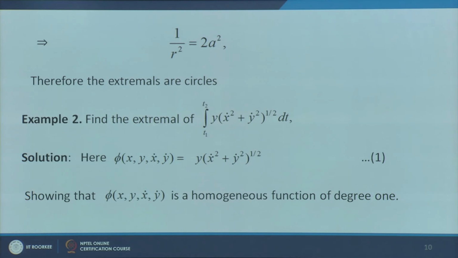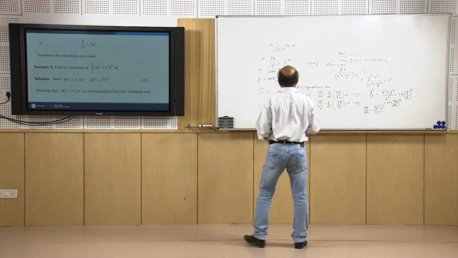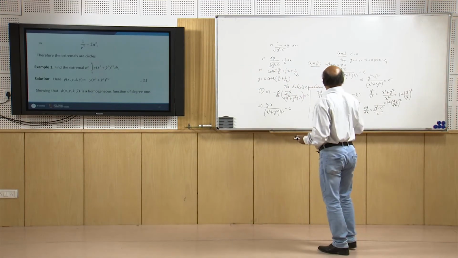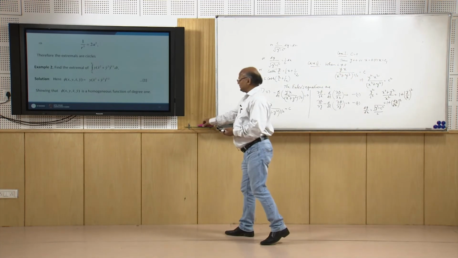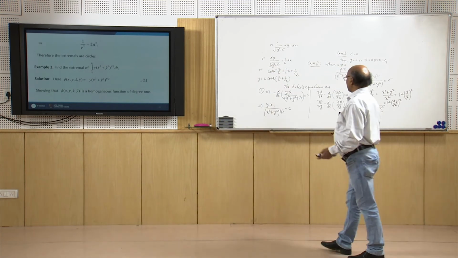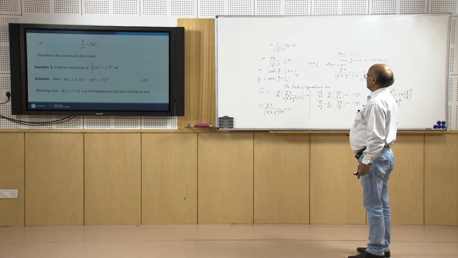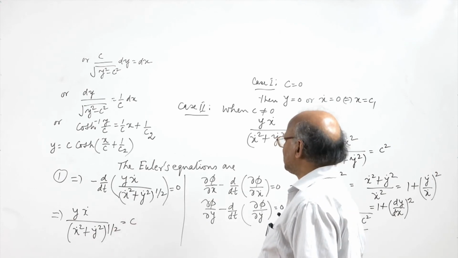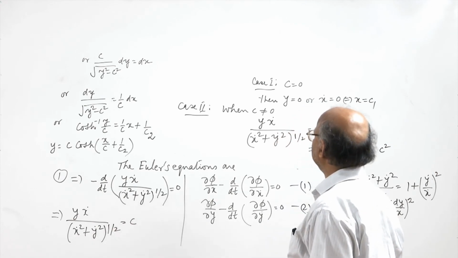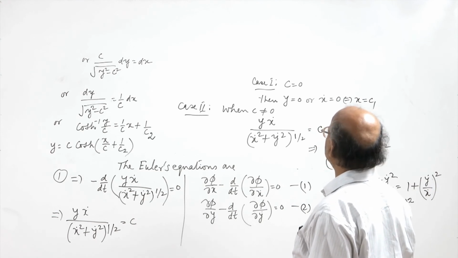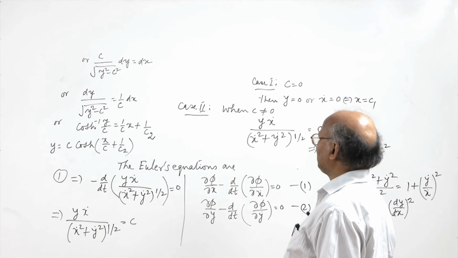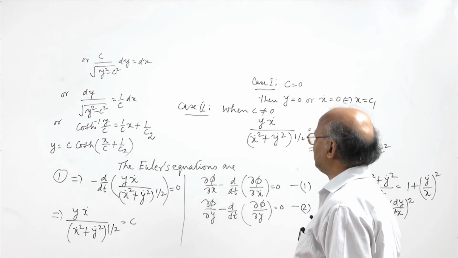Let us show that the second Euler's equation, when we solve, also gives us the same extremals. When we simplify this second Euler's equation, we shall see that we get this equation, y x dot upon (x dot square plus y dot square) to the power half is equal to c, which when we solve by taking the case c equal to 0 and c not equal to 0, we arrive at the three extremals, y equal to 0, x equal to c1 and y equal to c cos hyperbolic (x by c plus 1 by c2).